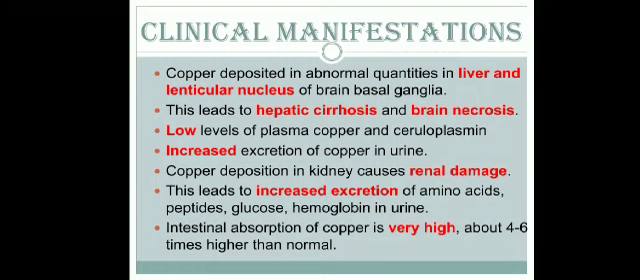This leads to increased excretion of amino acids, peptides, glucose, as well as hemoglobin in urine. Hence, symptoms like hemoglobinuria, glucosuria, etc. Intestinal absorption of copper is very high, about 4 to 6 times, which again increases the toxic copper manifestations.